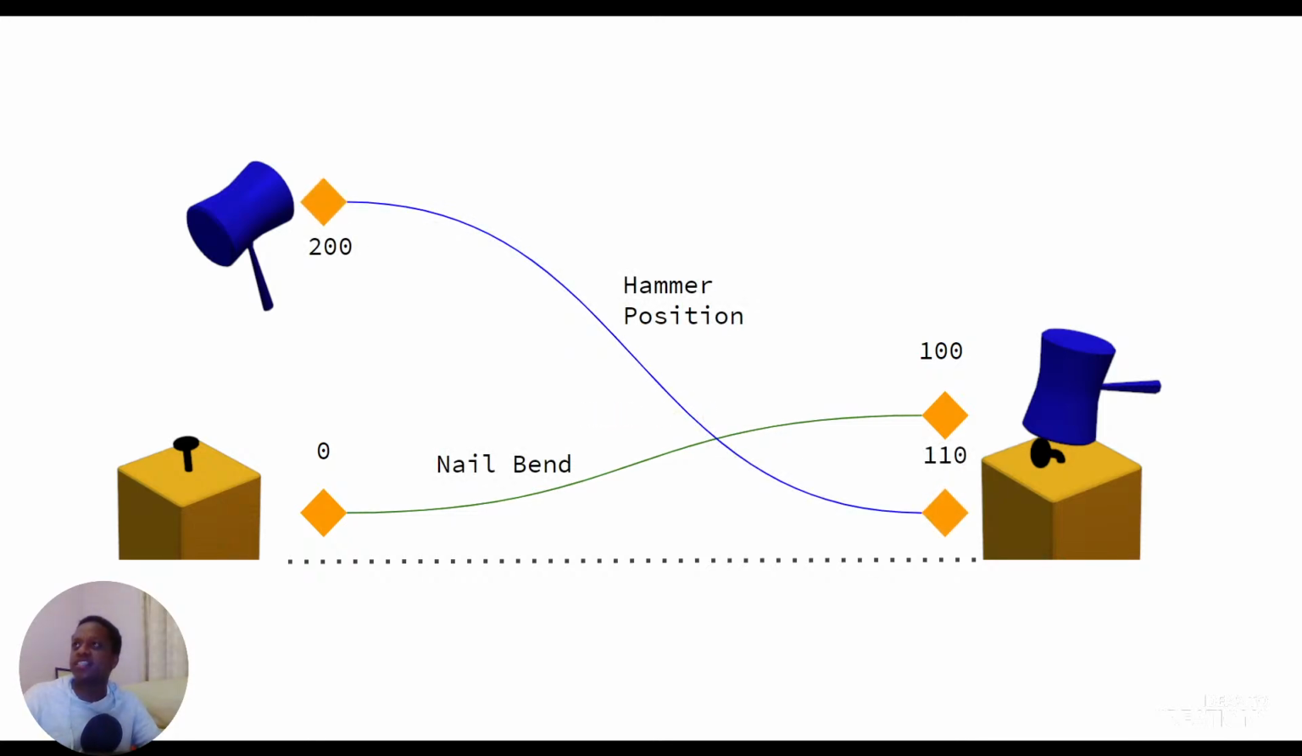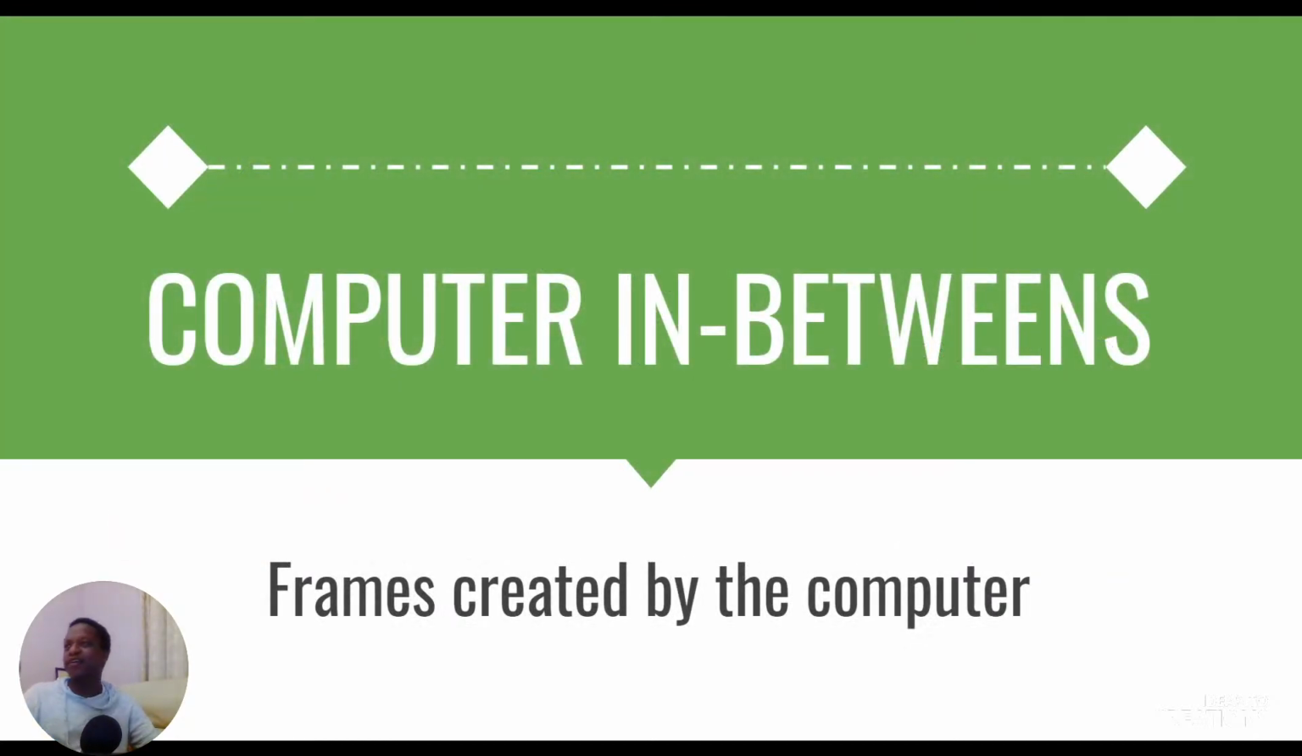So we can kind of already see where the problem lies. Right there in the middle, where the two cross each other, you can tell that before the hammer gets to where it needs to be, anyway, a computer is going to go in and create in-betweens, and we're going to call them computer in-betweens, and that's going to be all those frames the computer is going to create between the two keyframes that we've made.